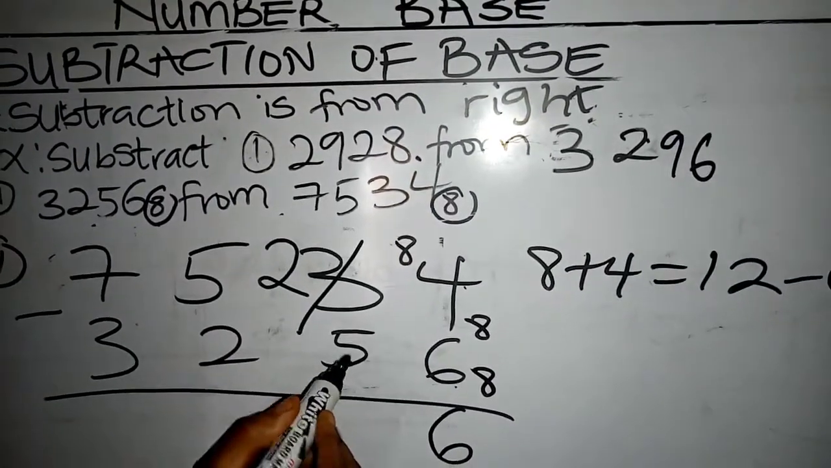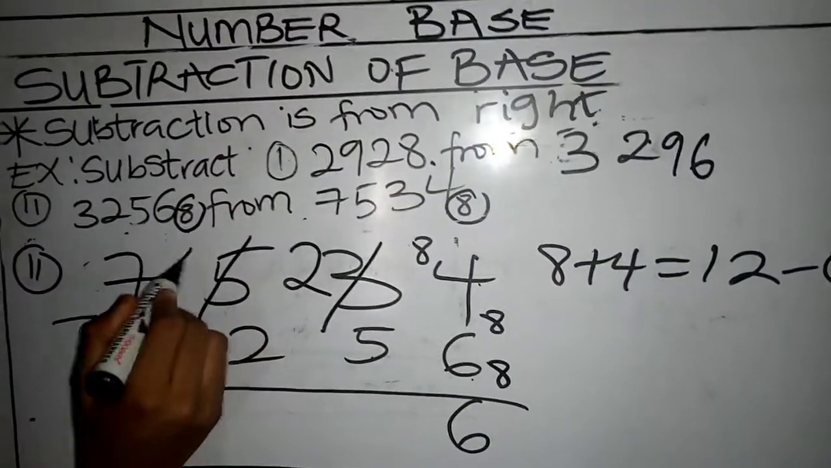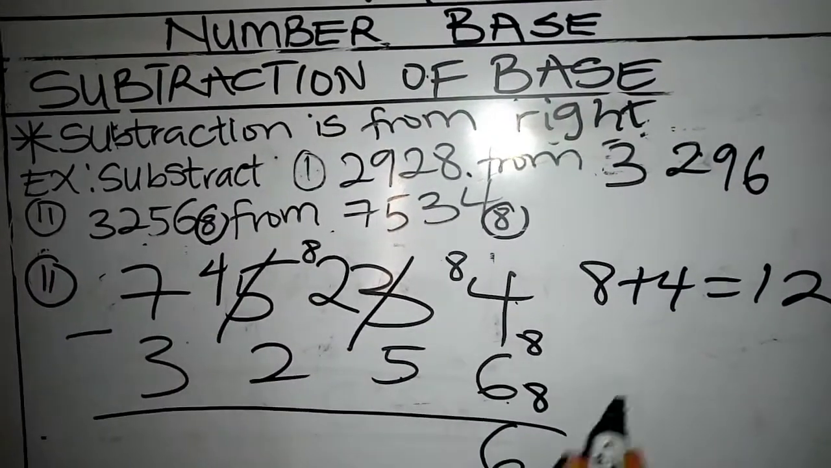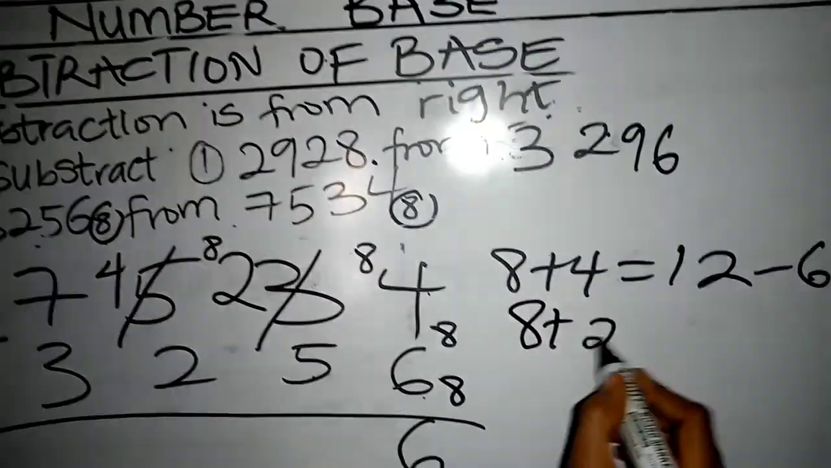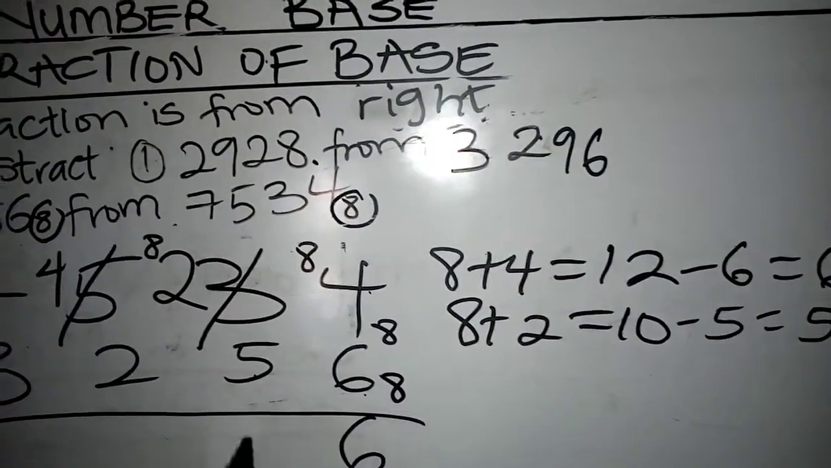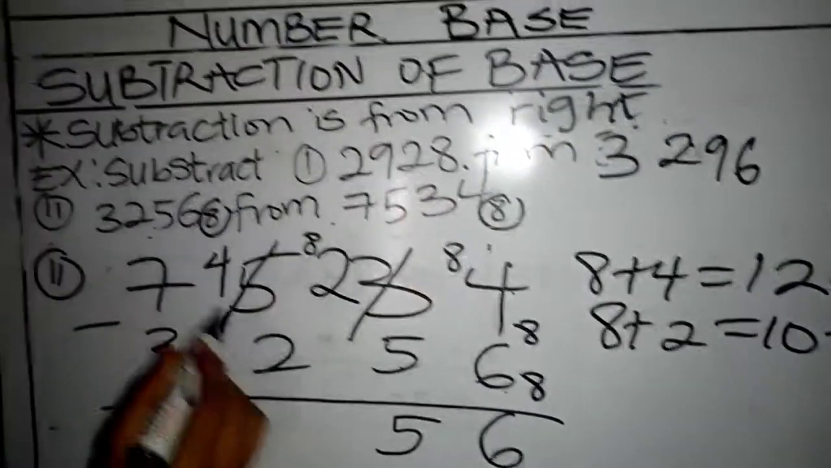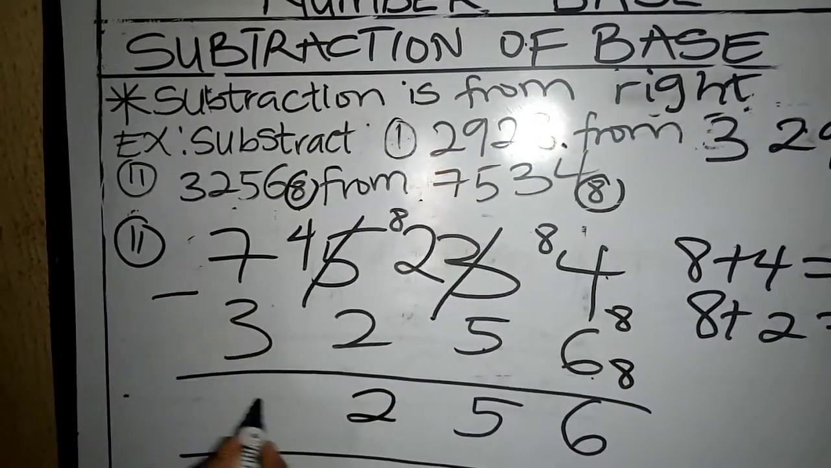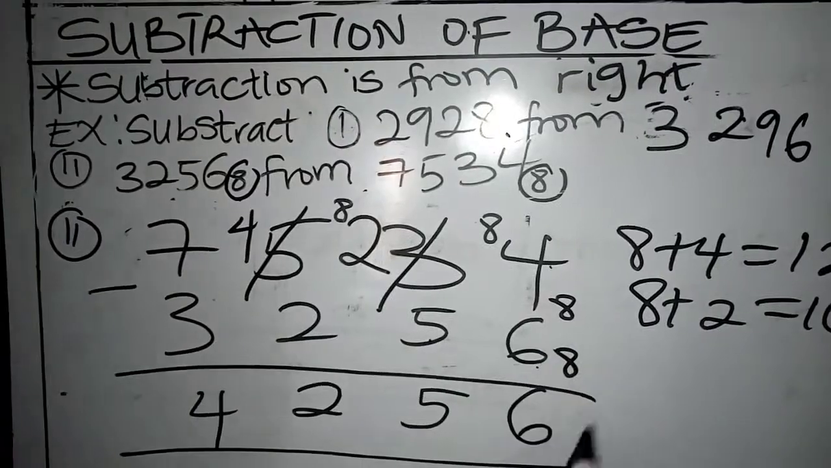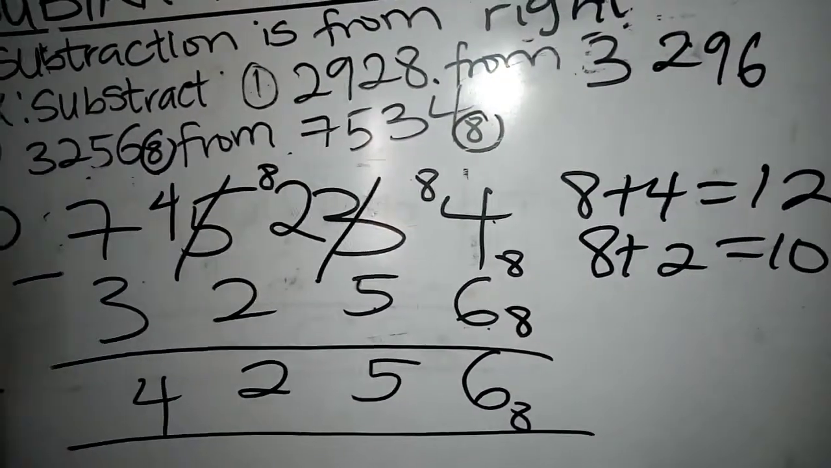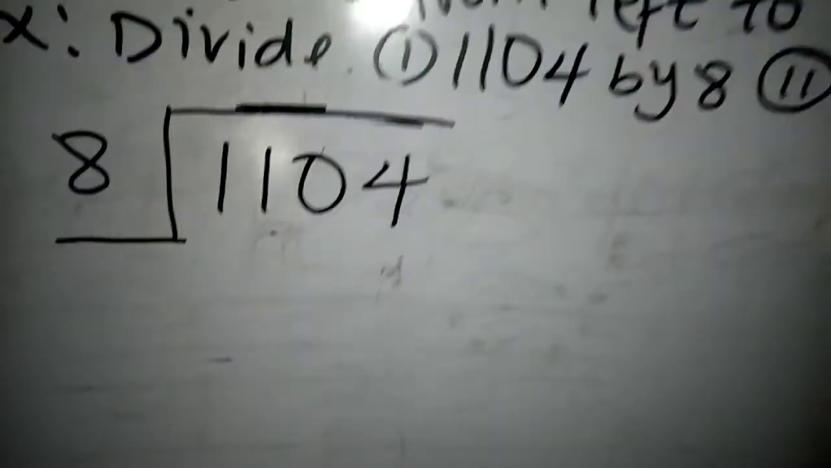2 minus 5 is impossible. You borrow from here. This remainder is 4. Your power will be 8 instead of writing 1. So it will be 8 plus 2, which is 10, minus 5. That is 5. So write 5. Now 4 minus 2 is easy. That is 2. And 7 minus 3 is 4. So since it's in base 8, you write base 8.